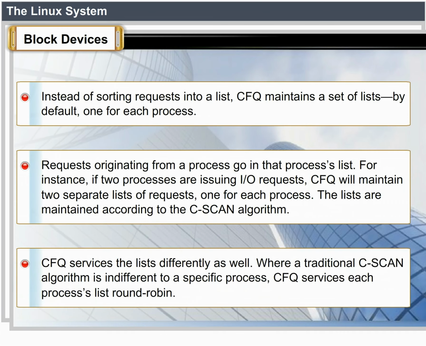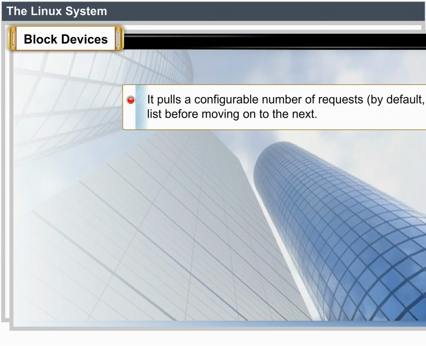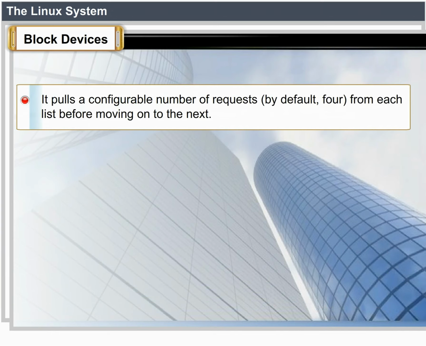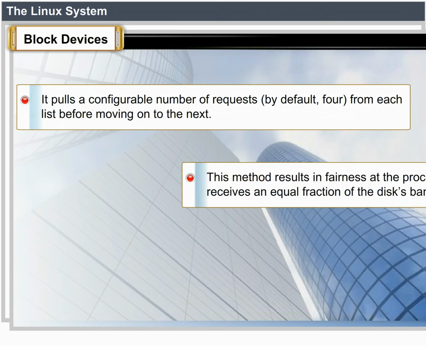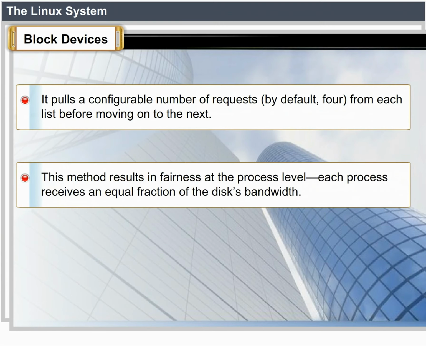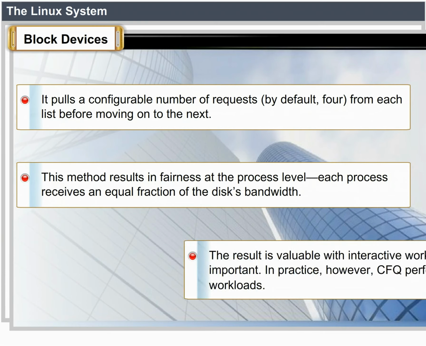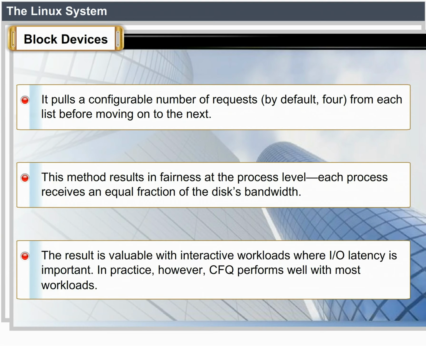CFQ services the lists differently as well. While a traditional C-scan algorithm is indifferent to a specific process, CFQ services each process's list round-robin. It pulls a configurable number of requests, by default 4, from each list before moving on to the next. This method results in fairness at the process level. Each process receives an equal fraction of the disk's bandwidth. The result is beneficial with interactive workloads where I/O latency is important. In practice, however, CFQ performs well with most workloads.